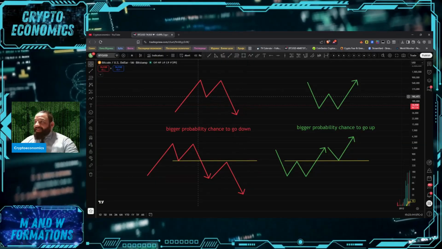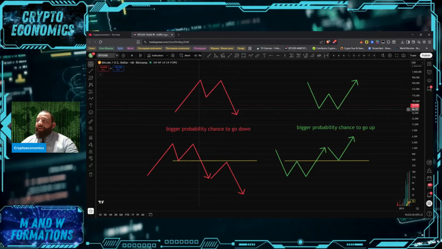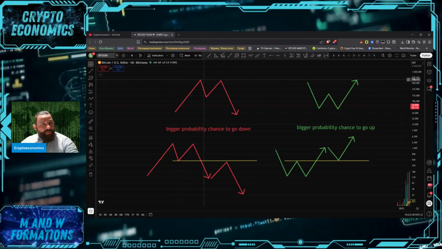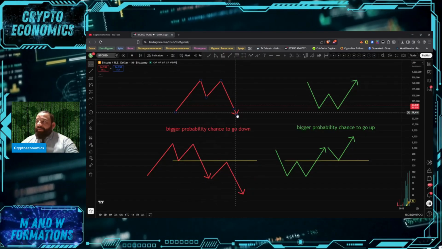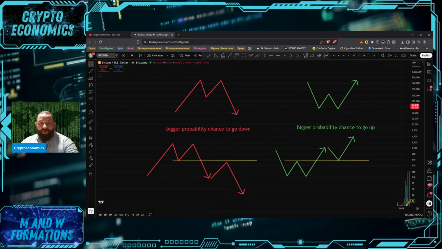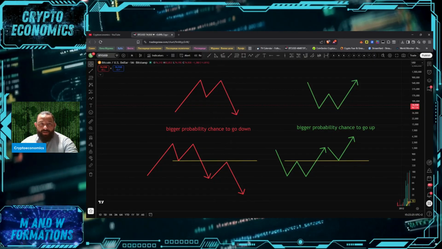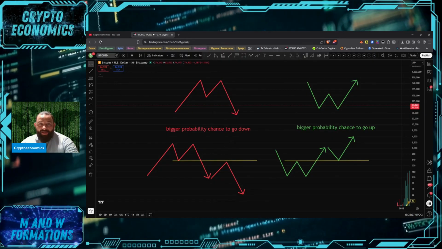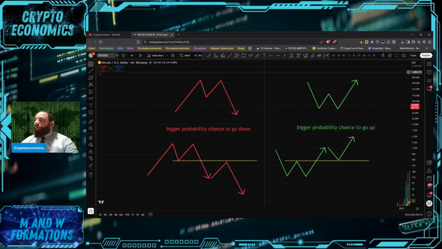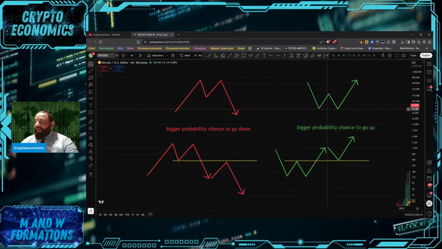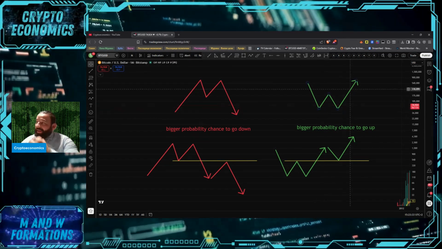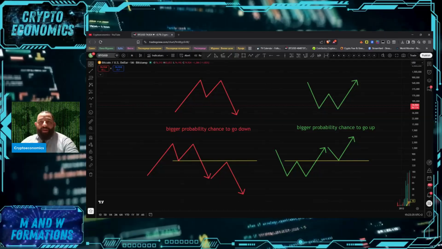What we can see is the M formation, where the price has gone up, retests the same level before going down, and continues going down. This is how usually this technical chart works. And the other way around, when a price goes down and retests the same level twice, or maybe sometimes even more times, there is a bigger probability for the price to go up.